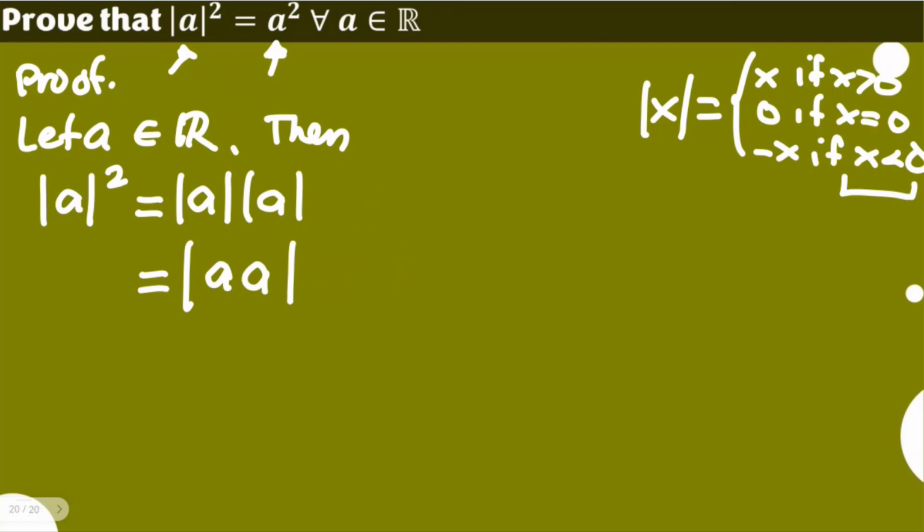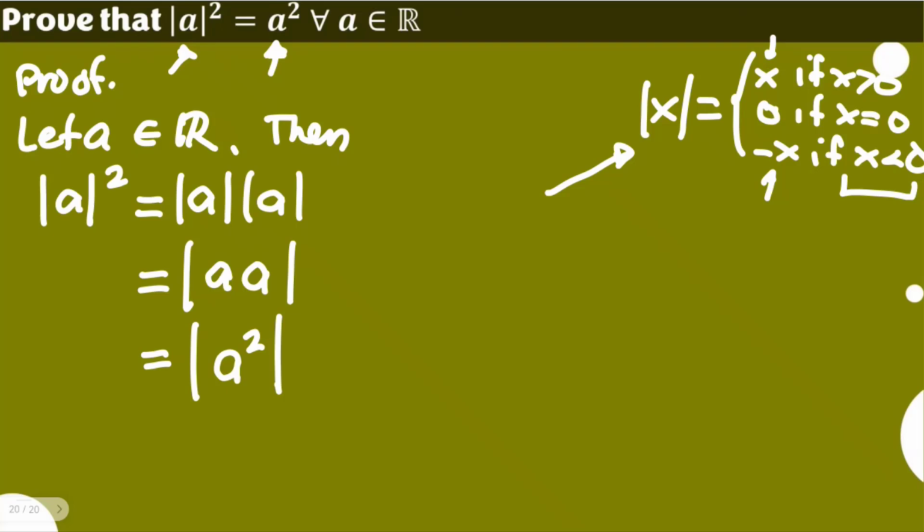Now from here, we can show that this is actually equal to the absolute value of a squared. This is because we just multiplied the notations inside. Now the final part of this proof is looking at it as if we have the absolute value of a squared, we have three different possibilities: whether it's just x, or in this case a squared, 0, or negative x, or in this case negative a squared.